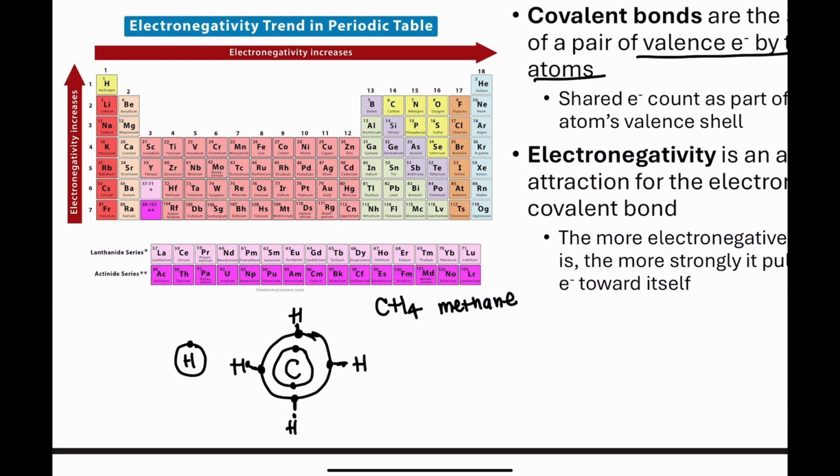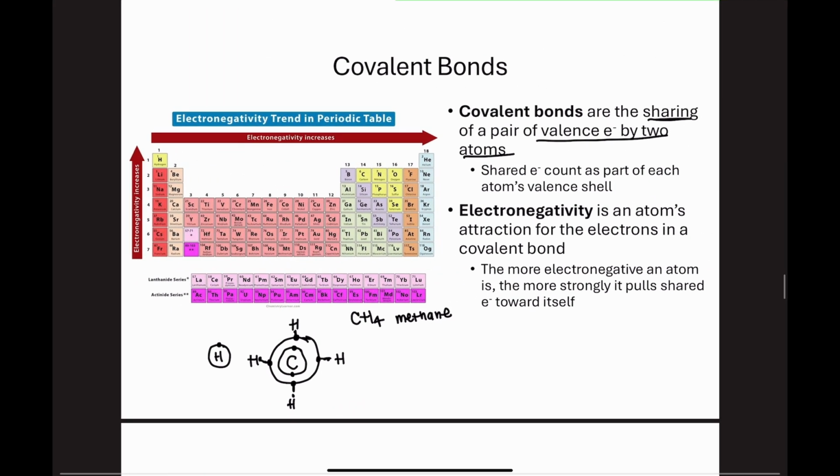Another concept that I wanted to bring up is that atoms do not always equally share electrons. An atom that pulls electrons closer to itself is going to be more electronegative. Electronegativity is defined as an atom's attraction for the electrons in a covalent bond. How electronegative an atom is can be determined by the periodic table. For example, when we move up the periodic table, we increase in electronegativity, and when we move from left to right on the periodic table, we also have an increase in electronegativity.